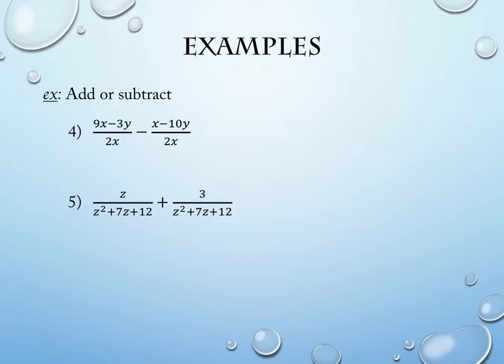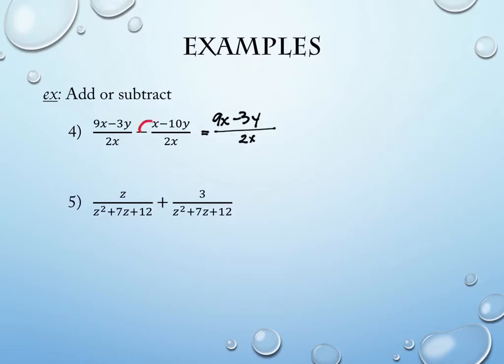This one, actually the next two, 4 and 5, everything on this page, they're alike, the denominators, right? It's very exciting news because when the denominators are alike, we have less to do. So if the denominators are alike, we keep the denominator. In this case, it's 2x. We take the whole first numerator, 9x minus 3y. And then I'm supposed to subtract the x minus 10.